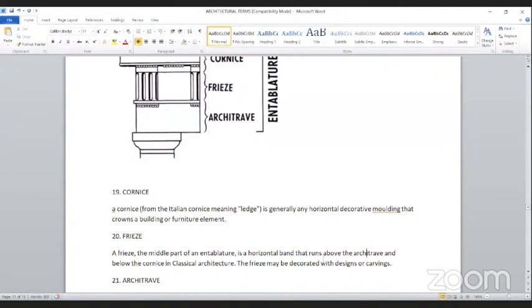Okay. It's a horizontal band that runs above the architrave and below the cornice in classical architecture. The frieze may be decorated with designs or carvings, okay? It's a middle part. It's a horizontal band, quite thick actually, okay? It can be covered in designs or carvings, or it can be plain. It is between cornice and architrave.